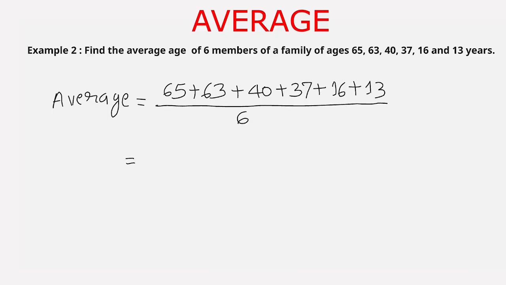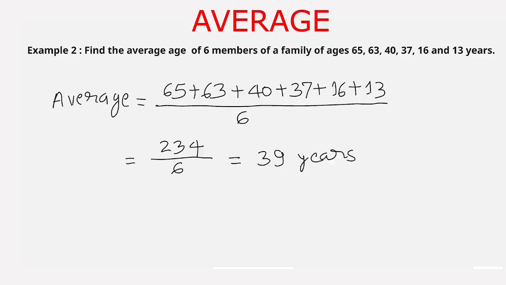The sum of all the ages of the family members comes out to be 234 and we divide it by the number of family members, which is 6. 6 divides 23 for 3 times. 6 times 3 is 18. 23 minus 18 is 5. We carry 4, it becomes 54. And 6 times 9 is 54. So the average age comes out to be 39 years.